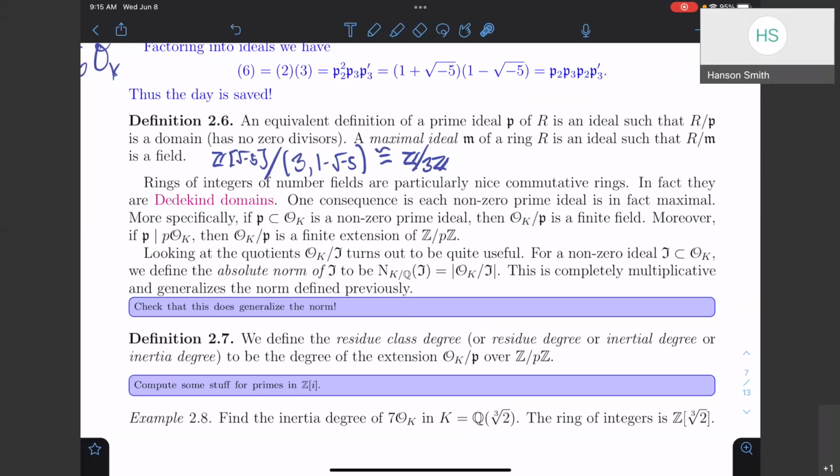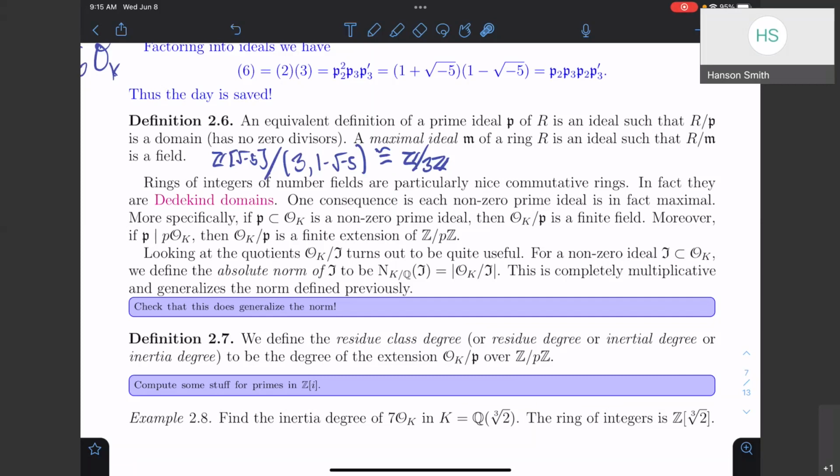We had this wonderful thing when we were talking about places with unique factorization called the norm. That helped us show things were prime, and it was a pretty useful tool. So can we recover that? And it turns out you can.